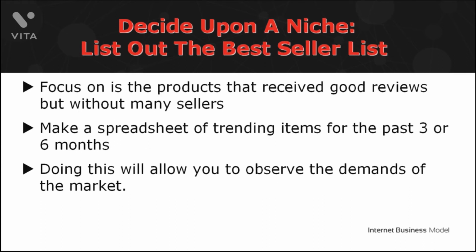What's next? Next is to look up any e-commerce website like Amazon and eBay and search for its best seller list. Focus on products with good reviews but with little sellers. This gives you lesser competitors, which means better opportunity to make sales. Make a spreadsheet of trending items in the last 3 to 6 months to understand market demands.